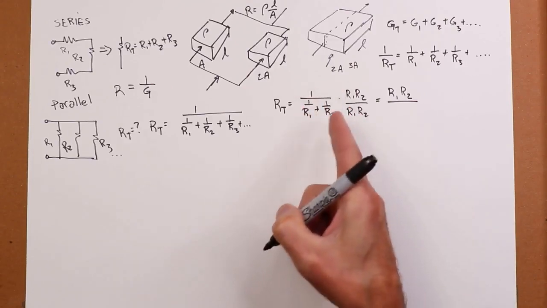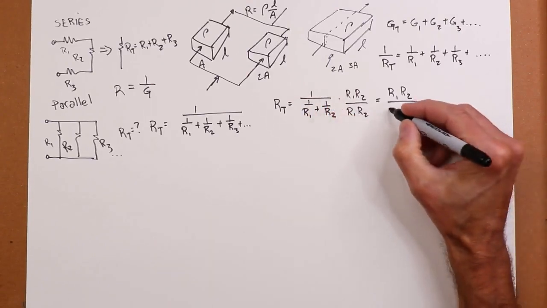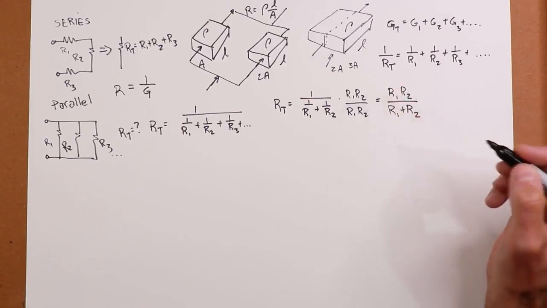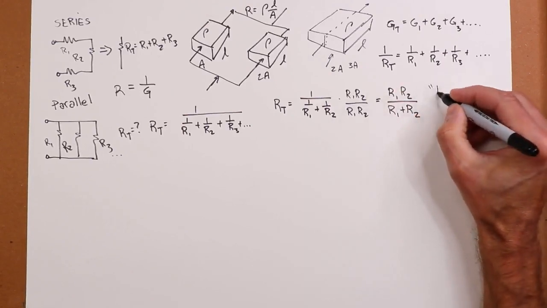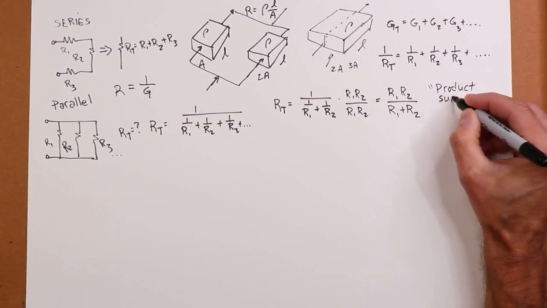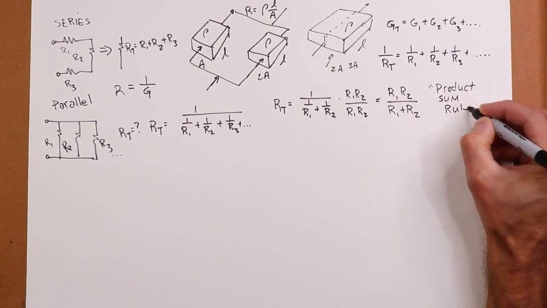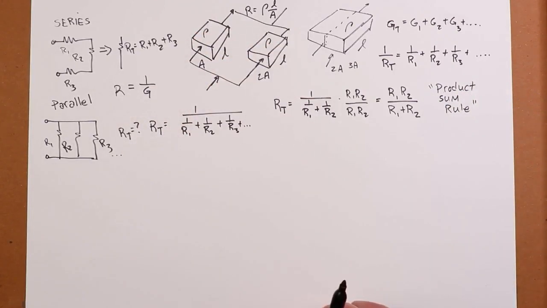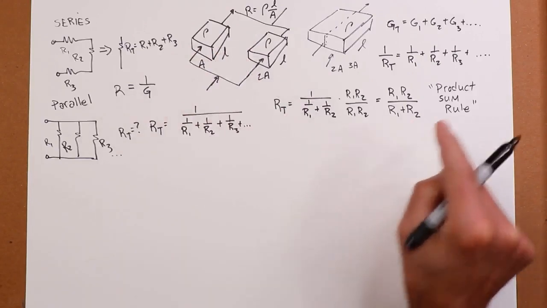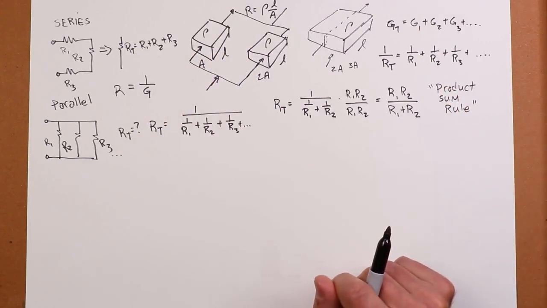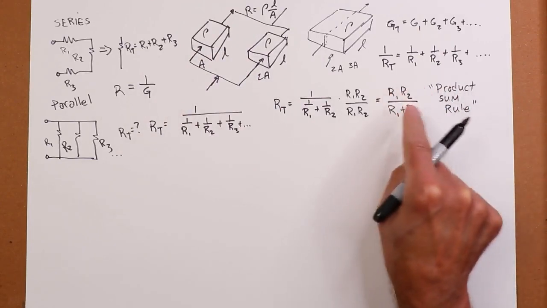R1's disappear, we get an R2. Over here, we get an R1. So we wind up with this equation. The product over the sum, and it's appropriately referred to as the product sum rule. So, 1,000 ohms, 1,000 ohms, multiply them together, that's a meg, add them together, that's 2K, 1 meg divided by 2K, 500 ohms. All right? So you can always use this if you have a pair.